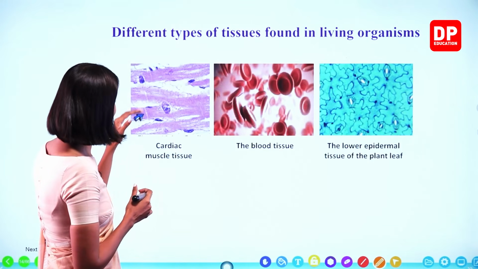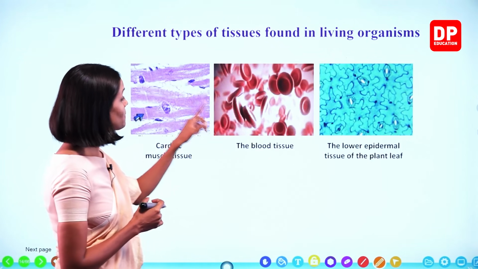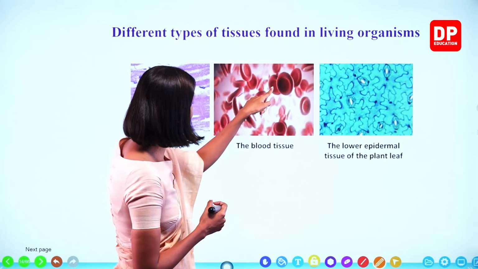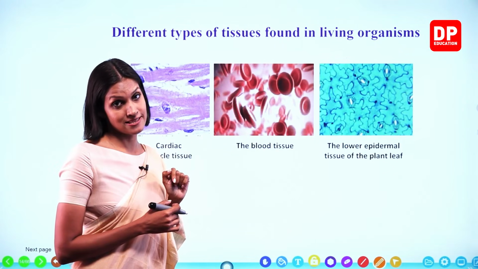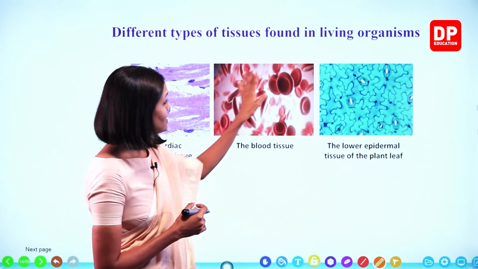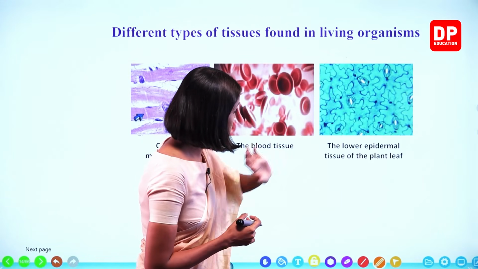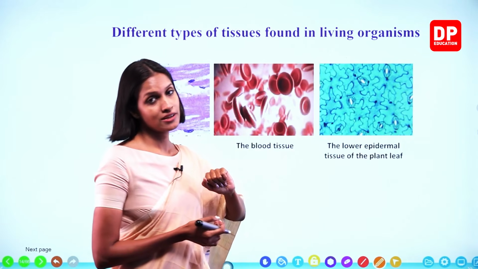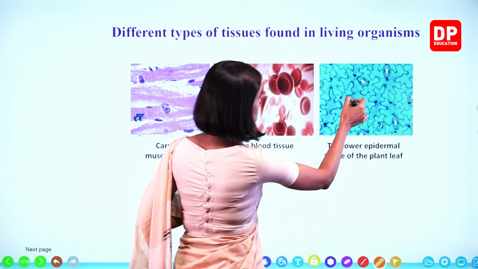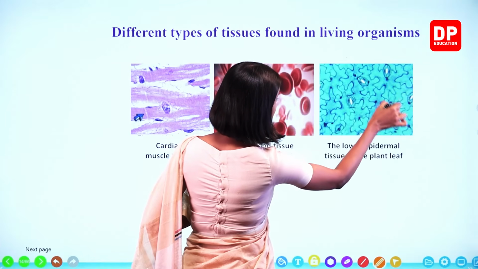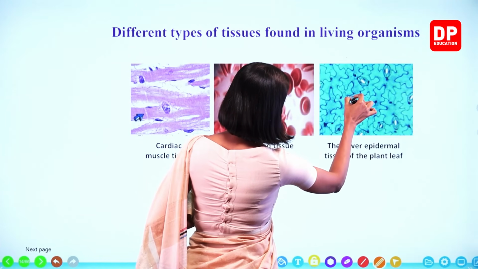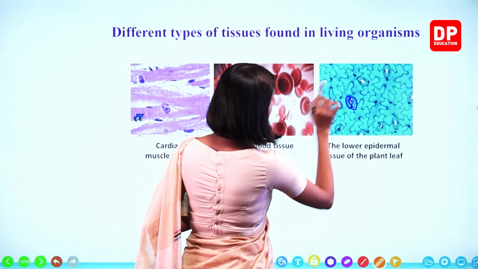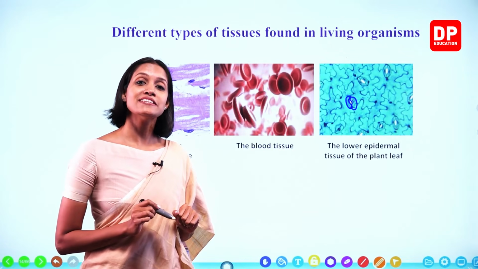Right, children? So, cardiac muscle tissue, and the blood tissue, which I already explained. Here what you can see are the red blood cells, right? And here we already observed this type of specimen, the lower epidermal tissue of the plant leaf. There you all can see the stomata, with the guard cells present on either side of the stomata, and all the other cells. Right, children?